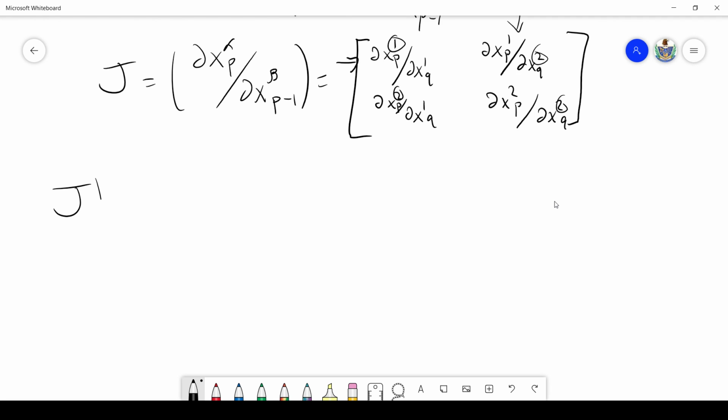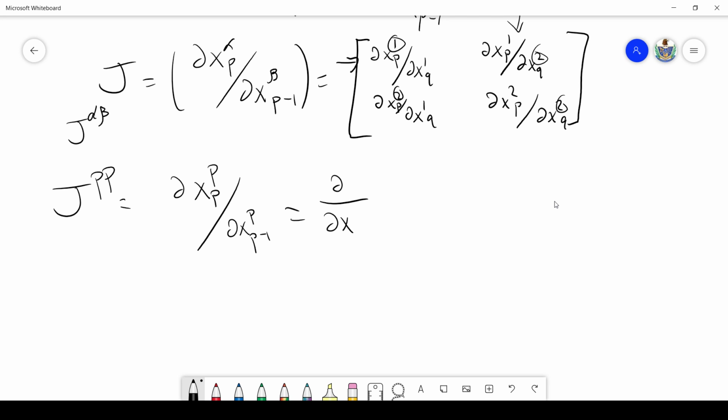So let's look at Jpp. By the way, J alpha beta is going to be this term here. So Jpp is going to be the derivative of xpp with respect to xp p minus 1. And we showed that xpp is equal to negative 1 over xp p minus 1. The derivative of this is just 1 over xp p minus 1 squared.